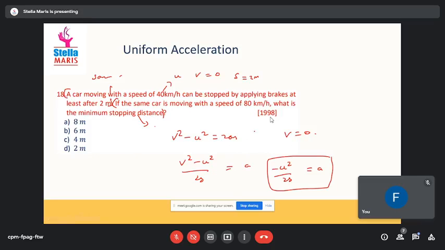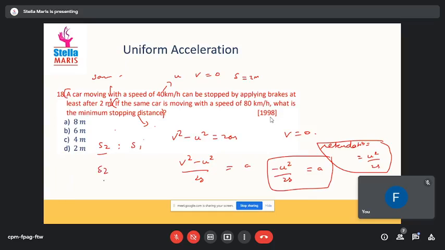This is acceleration, but we need retardation because we are applying brakes, right? So retardation is equal to minus a, that is positive u squared by 2s. Using proportions, I can say S2 is to S1: the distance of the second motion is to the distance of the first motion. So I am equating the acceleration involved in the second one and the acceleration involved in the first one.